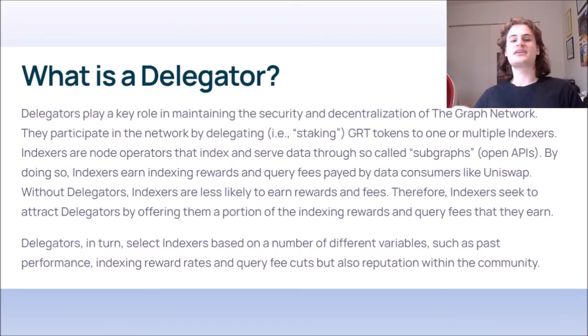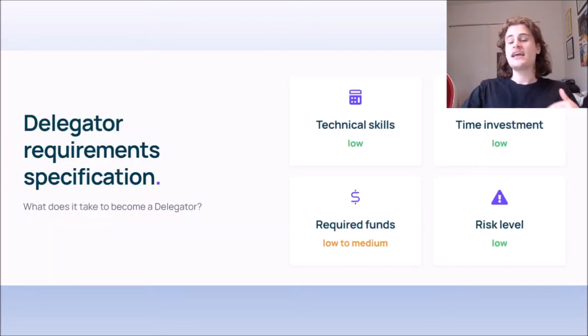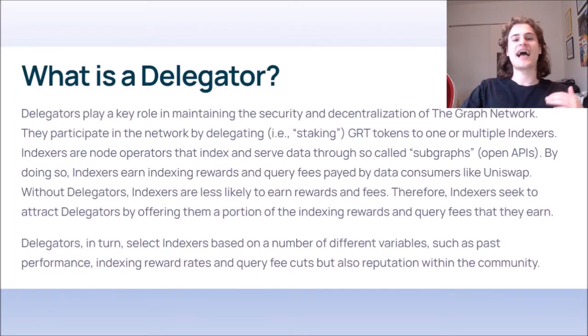Now, the next participant is a delegator. A delegator is really simple. In fact, you or me can be a delegator. All you need to do is delegate some GRT tokens. So, essentially, a delegator chooses an indexer to delegate their GRT tokens to. They can choose one indexer or multiple indexers.